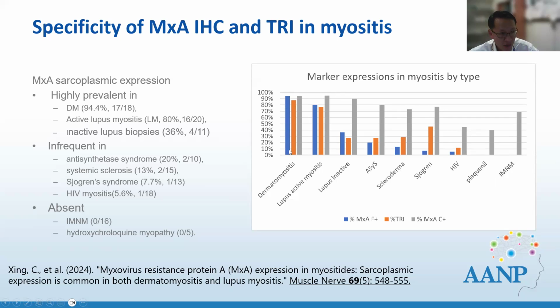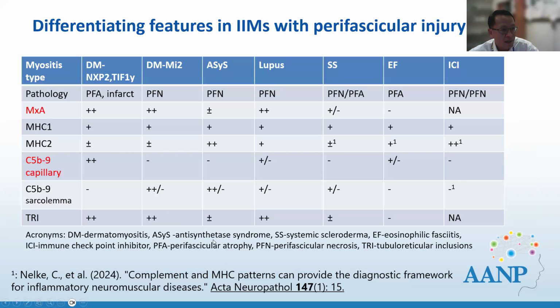So that's for the myofiber staining. For capillary staining of MxA, it's completely non-specific. You can see it in all types of myositis. And here is a summary of all the differentials that I just mentioned. For the interest of time, I won't go through all of that. You can keep it for your own record.